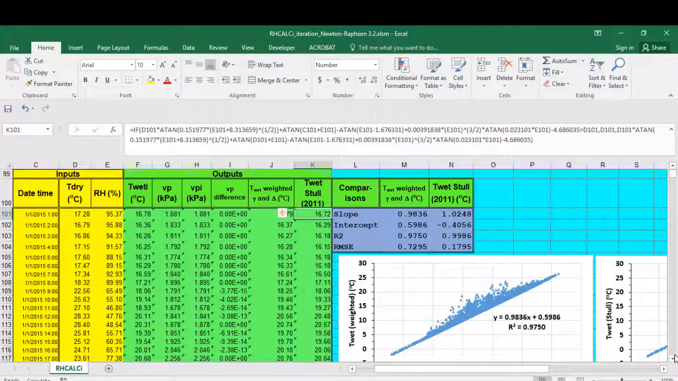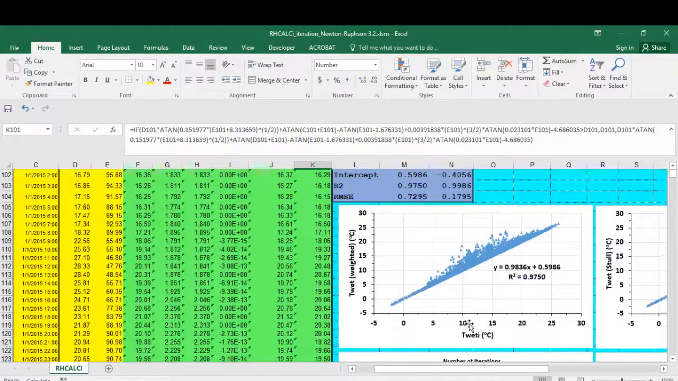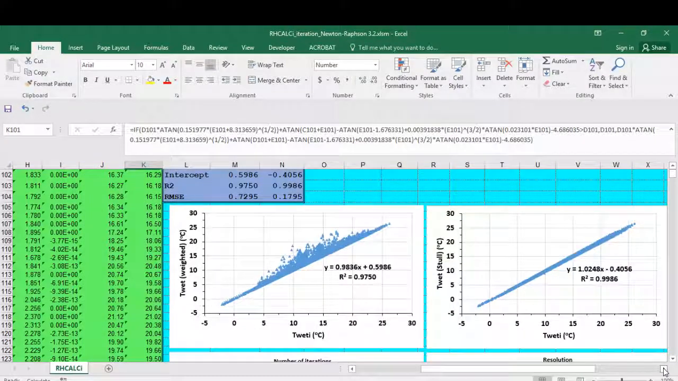And I've compared in two graphs the weighted mean method with the iterative wet bulb, which is regarded as the correct value, and you can see quite a bit of scatter here. With the Stull method, there's less scatter, much less scatter, but actually greater bias compared to here. But the Stull method would be preferred because of the reduced scatter.